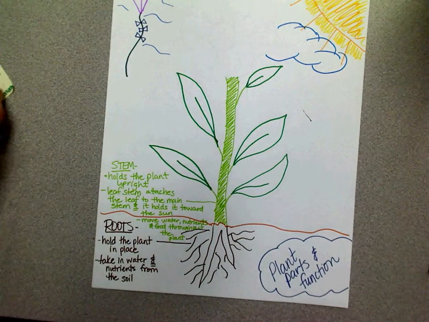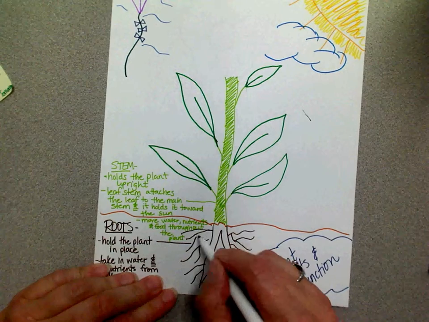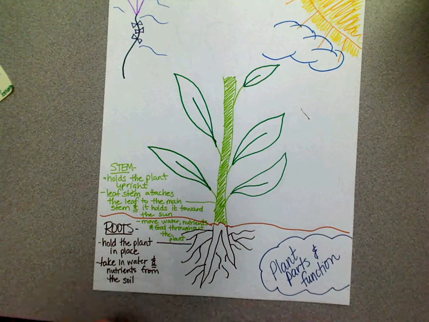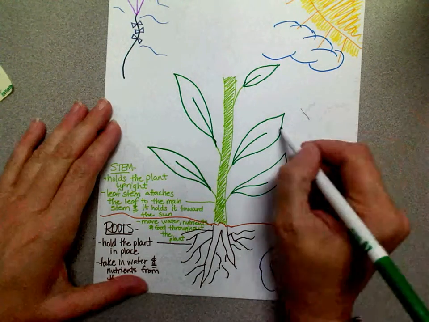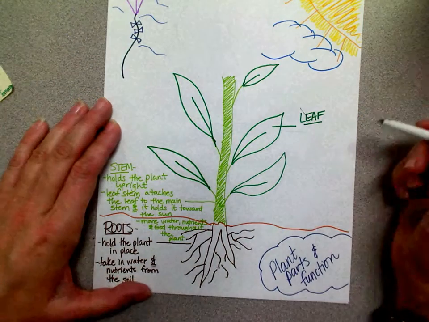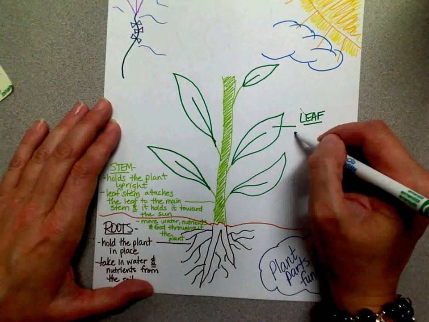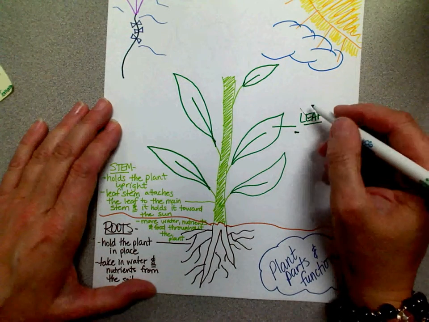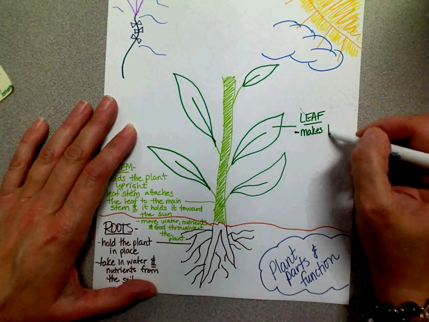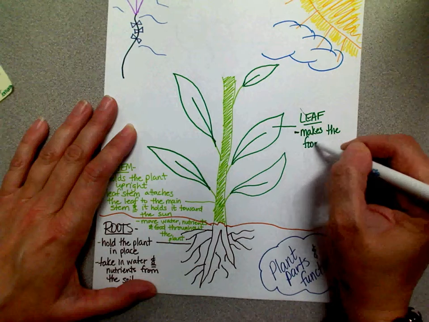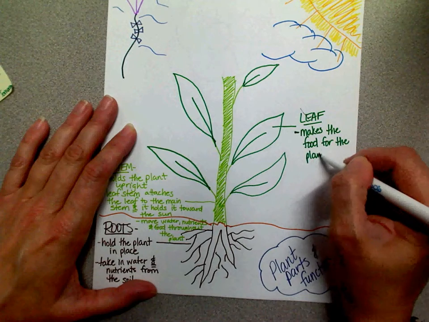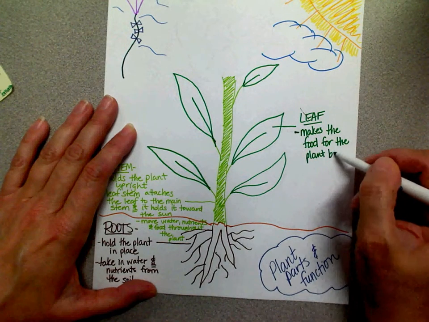Now, this chlorophyll is where the photosynthesis happens, okay? So our leaves, okay, this is the leaf, makes the food for the plant. Through what? What's that called? Correct, by photosynthesis.